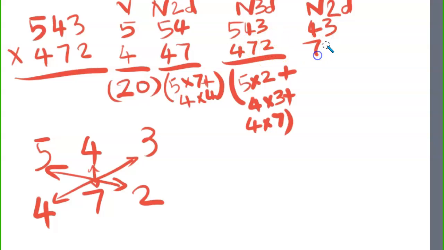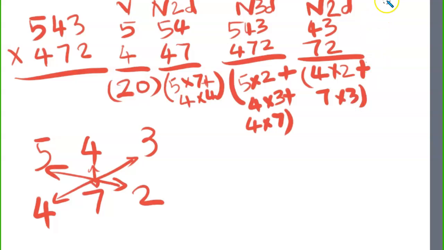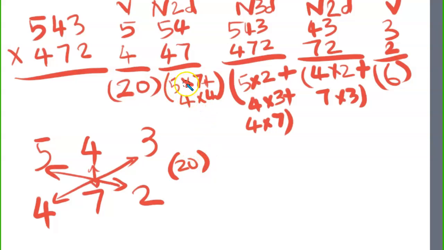The second one is 72, and we do the cross multiplication. Similarly, 4 times 2 plus 7 times 3. And we take the last digit, vertical multiplication, so the last digit is 3 of the multiplicand, 2 of the multiplier, and so we end up with 6. So the result is 20, and then 5 times 7 is 35 plus 16, which is 51.